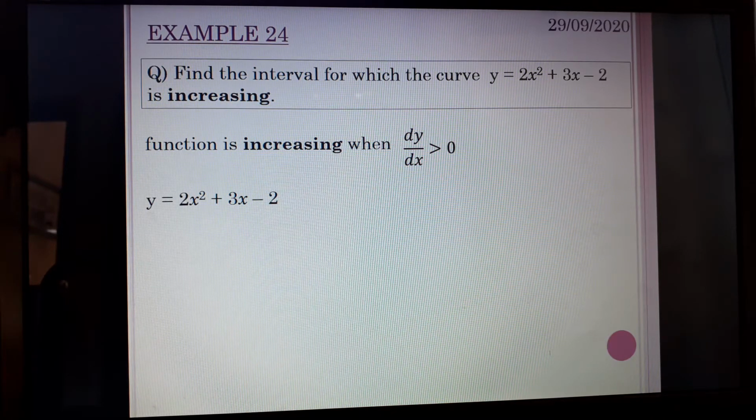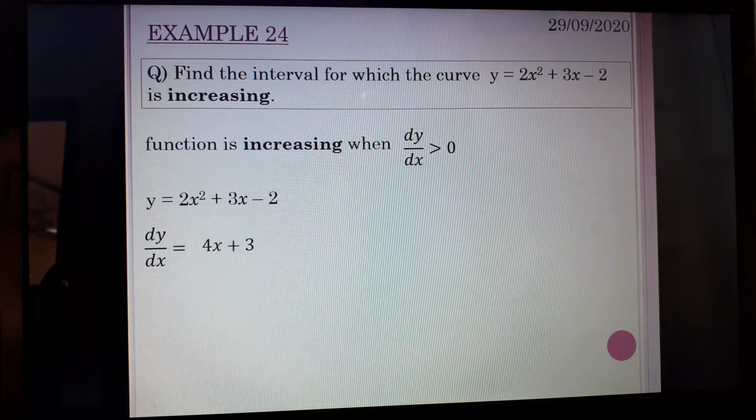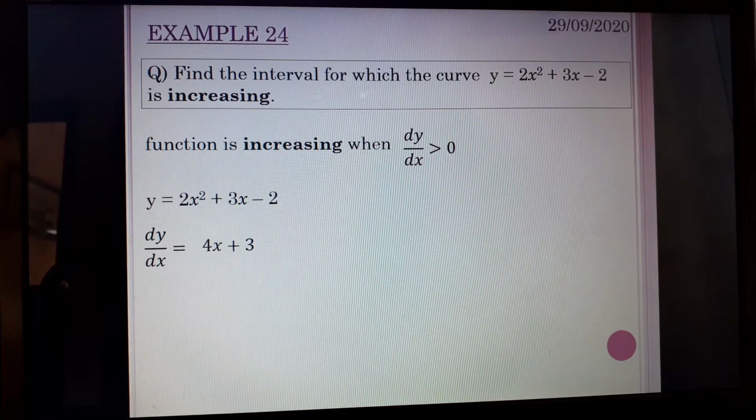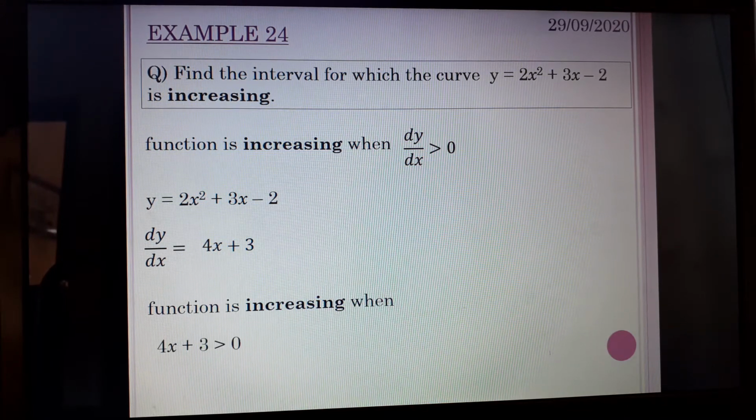So here we have our original graph to begin with. We find dy by dx: multiply with the power, subtract 1 for the power. So the first term becomes 4x. The second term becomes a 3, because the x disappears at this stage and the constant negative 2 just completely disappears. So we have 4x plus 3. And if we know that the function is increasing when dy by dx is greater than 0, we can now make this greater than 0. So the function is increasing when 4x plus 3 is greater than 0, because we've just worked out that 4x plus 3 is what dy by dx is equal to, and we know it's increasing when dy by dx is greater than 0.